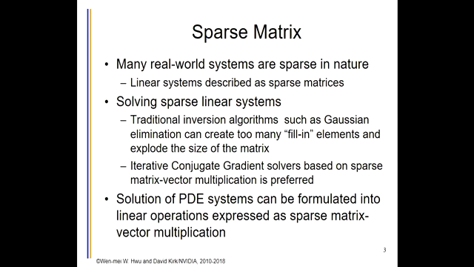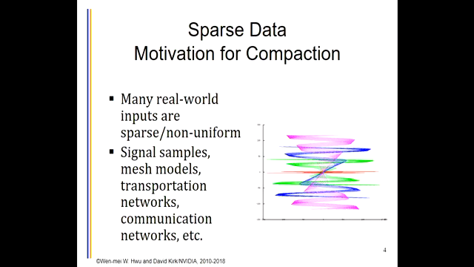Okay, so if we look at the real world, in fact, most of the real world data are sparse. Signal samples, mesh models, transportation networks, communication networks.